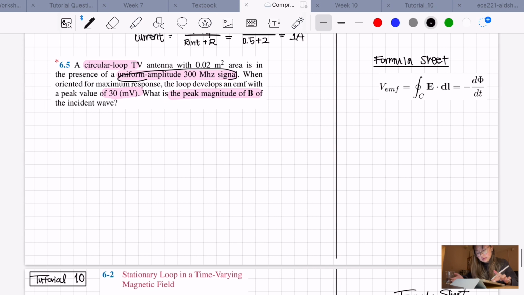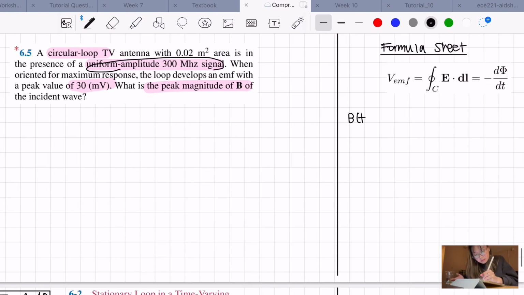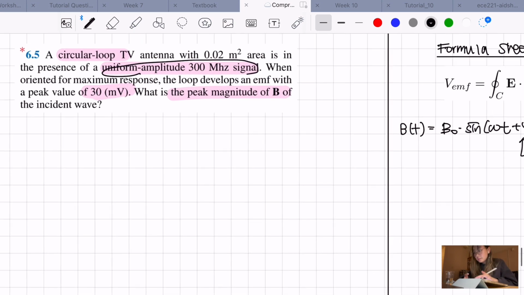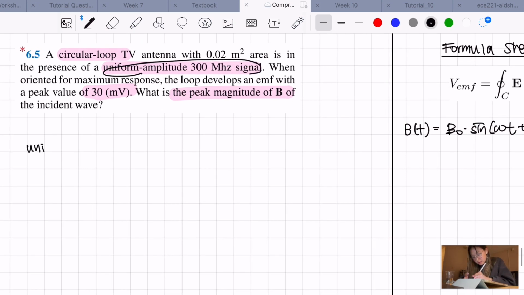Because this is a uniform amplitude 300 megahertz signal, the formula you want to memorize is B(t), the magnetic field that varies in time, is equal to B naught times sine of omega t plus phi naught, where phi naught is the phase shift. However, because the question does not involve phase shift, we can disregard this for the scope of this question. So what we're interested in is uniform amplitude.